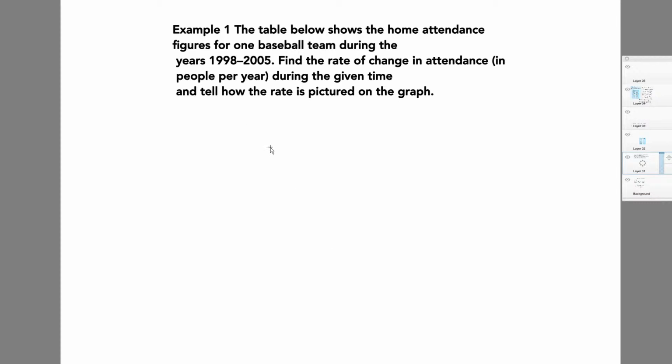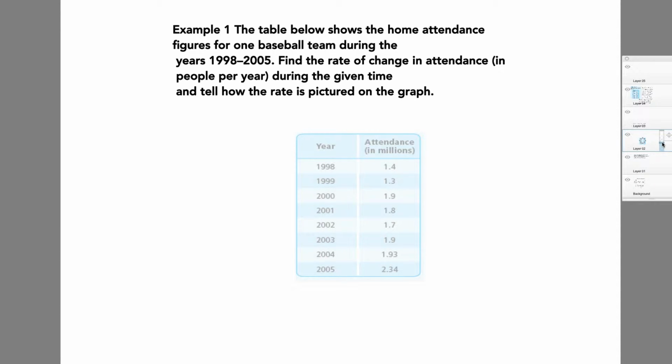And here's our first example. Example 1, the table below shows home attendance for one baseball team during the years 1998 to 2005. Find the rate of change in attendance in people per year during the given time and tell how the rate is pictured on the graph. Well, we don't have a graph, so we're going to have to just simply worry about finding the rate of change.